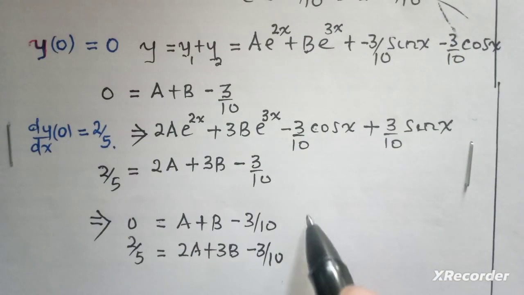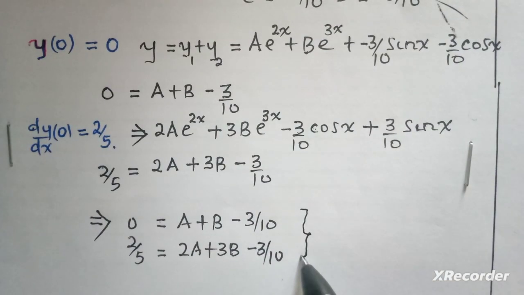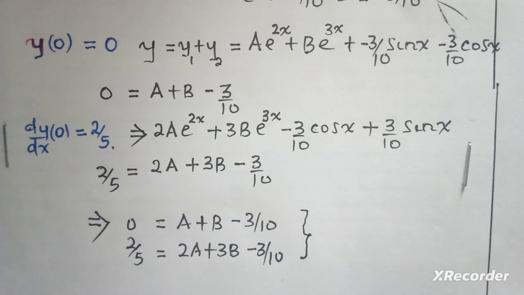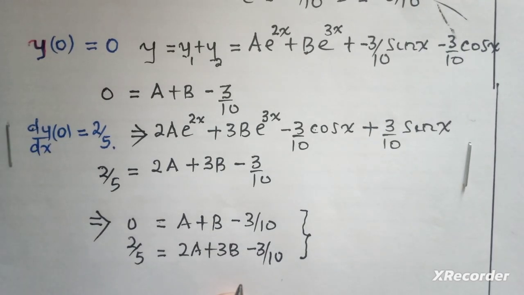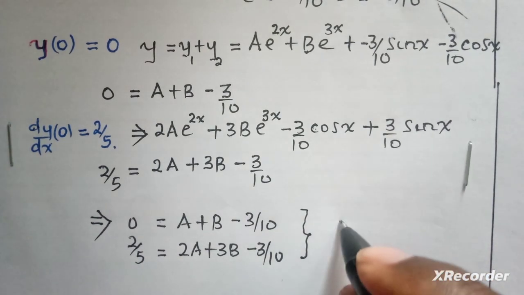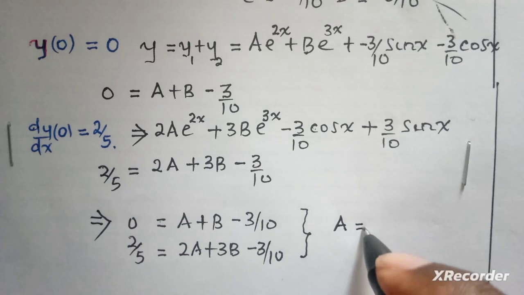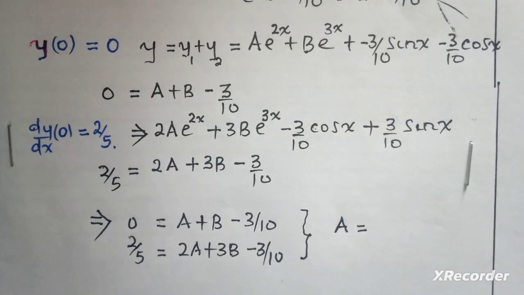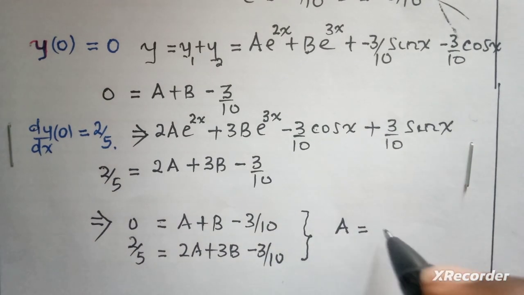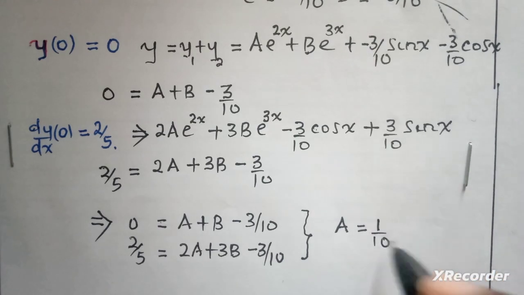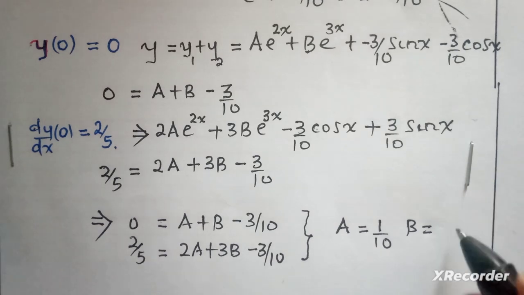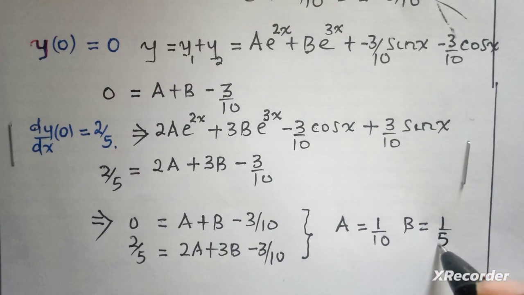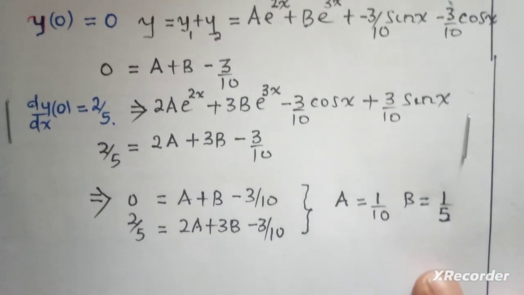Guys, since you have done simultaneous equations, let me give you an assignment. You can go and find out what is the value of a and b. But meanwhile, guys, I'll still give it to you. So our a is equal to, after doing the simultaneous equation, 1 over 10, while b is 1 over 5. And so, guys, we can now write the solution of that problem.